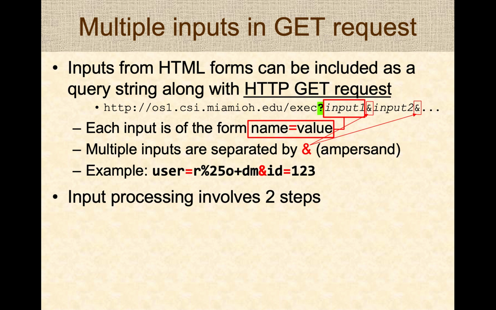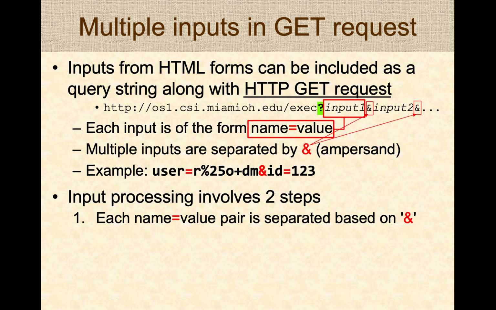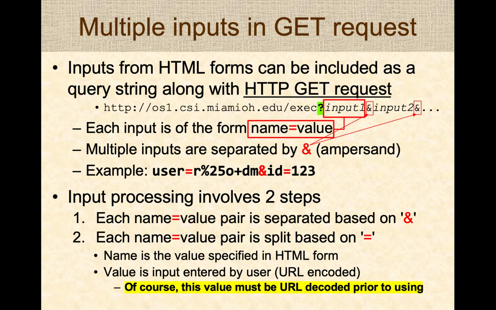So here when we get these inputs, input processing involves two key steps. First, each name equals value pair should be separated based on the ampersand character, which is the input delimiter there. And then each name equals value pair should be further split on the equal to sign to get the name. Name is just some variable name as defined by the user. So you specify what the name is supposed to be, like the name of the variable. And the value is the information that is entered by the user. Keep in mind the value is always URL encoded, so you should always URL decode the value. Using the method we looked at in the previous slide, you should do URL decoding before using this value.